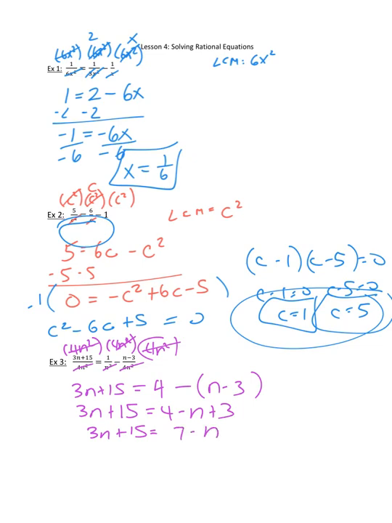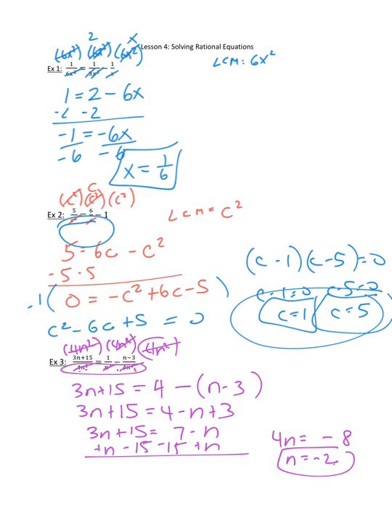This is linear, so just get your n's on the left side. So I'll add n, and I'll subtract 15. So I have 4n is equal to negative 8. Divide by 4, n equals negative 2. And I just double check. If I plug the negative 2 into my denominators, none of them would produce 0, so I don't reject any answers.